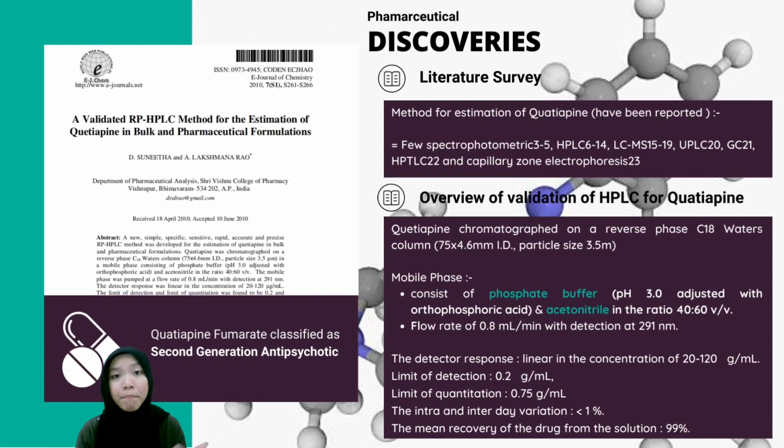For our case study, the paper that we chose is a validated reverse phase HPLC method for the estimation of quetiapine fumarate in pharmaceutical formulation. Based on the literature survey, there are several methods for the estimation of quetiapine, but the most suitable method is the reverse phase HPLC method. The overview of this paper shows that quetiapine is chromatographed on a reverse phase C18 Waters column, where the mobile phase consists of phosphate buffer and acetonitrile. The flow rate of this mobile phase was 0.8 ml per minute with detection at 291 nanometers.